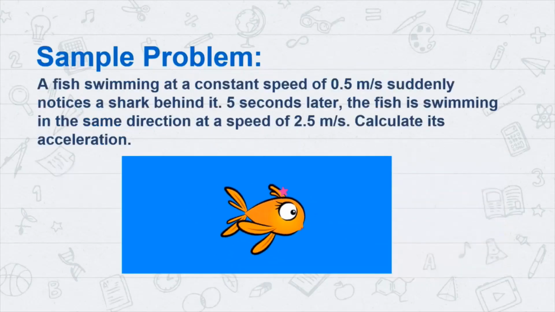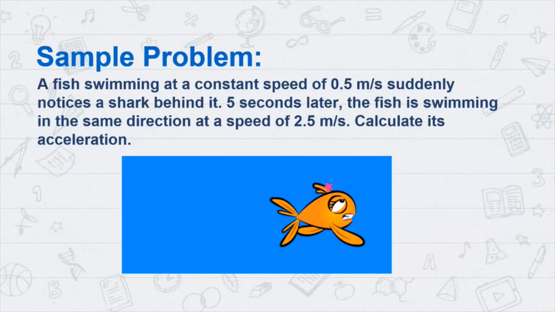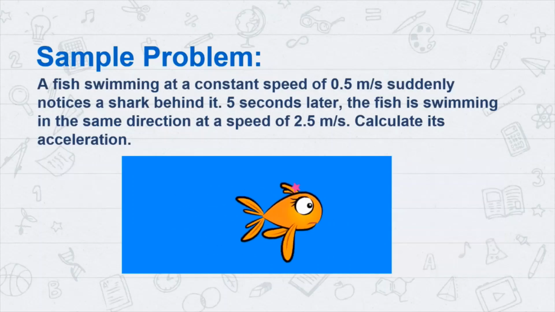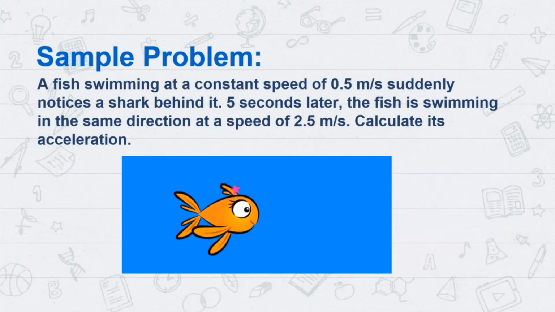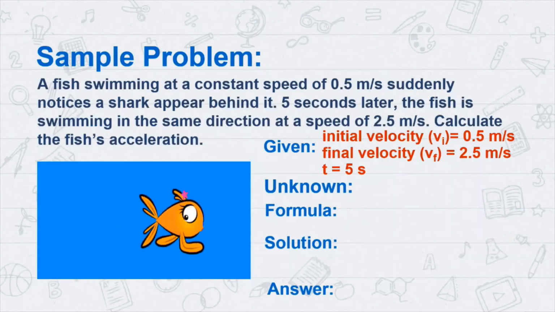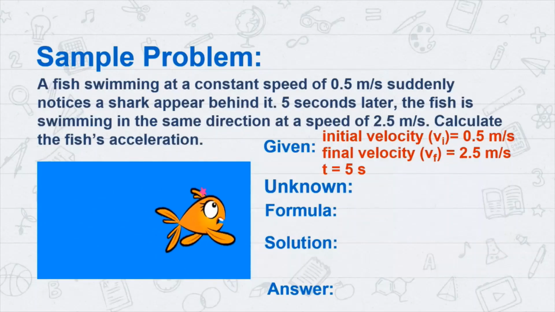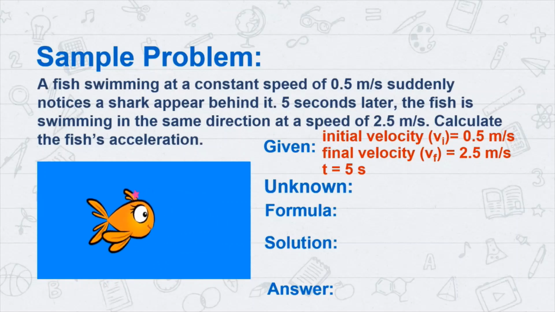A fish swimming at a constant speed of 0.5 meters per second suddenly notices a shark behind it. 5 seconds later, the fish is swimming in the same direction at a speed of 2.5 meters per second. Calculate its acceleration. For the given, the initial velocity is 0.5 meters per second. The final velocity is 2.5 meters per second. The time is 5 seconds. Unknown. We are looking for the acceleration of the fish.